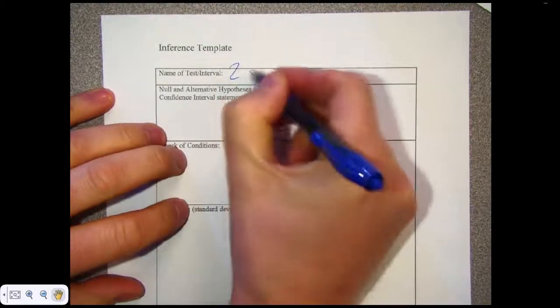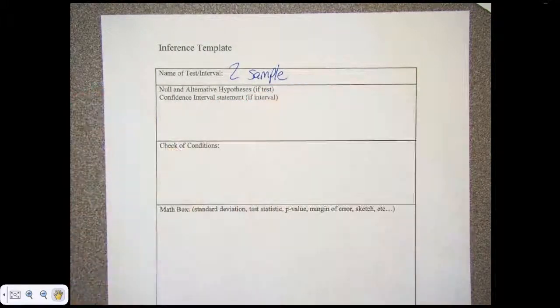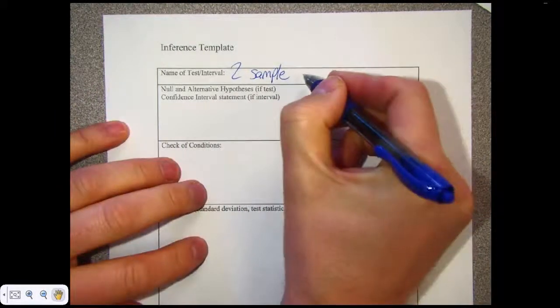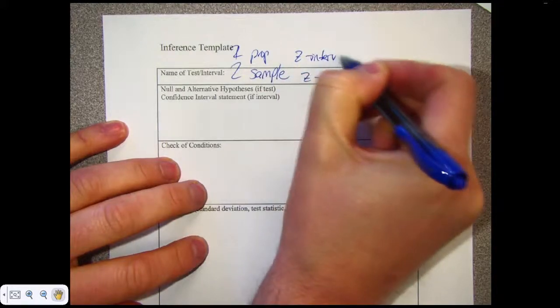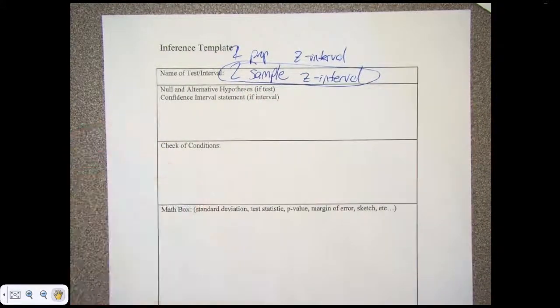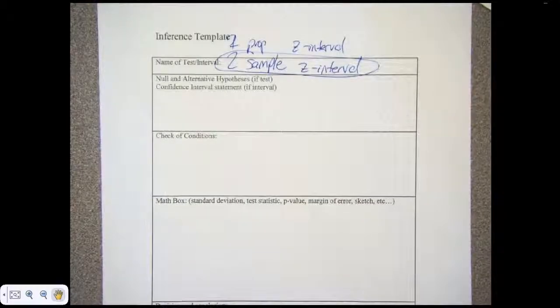So we're gonna do a 2 sample Z interval, or you could call it a 1 or a 2 prop Z interval, like 2 proportions. But this is what your calculator calls it. So I'll change this over here to that. It doesn't make a difference.